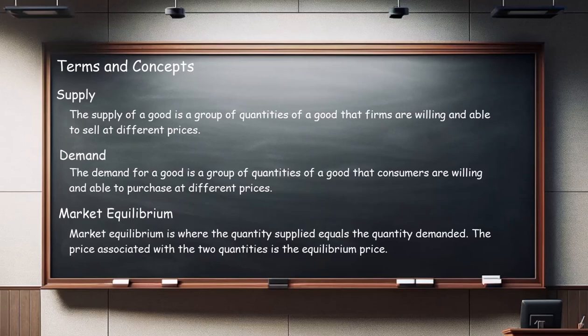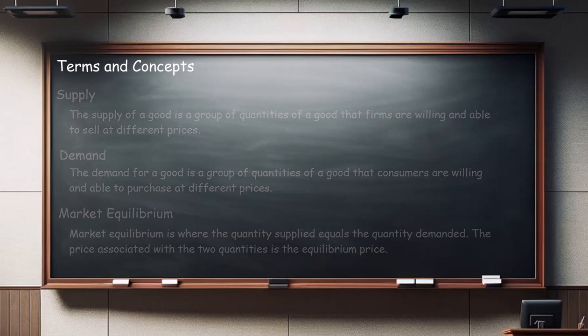The supply of a good is a group of quantities of a good that firms are willing and able to sell at different prices. The demand for a good is a group of quantities of a good that consumers are willing and able to purchase at different prices. Market equilibrium is where the quantity supplied equals the quantity demanded. The price associated with the two quantities is the equilibrium price.